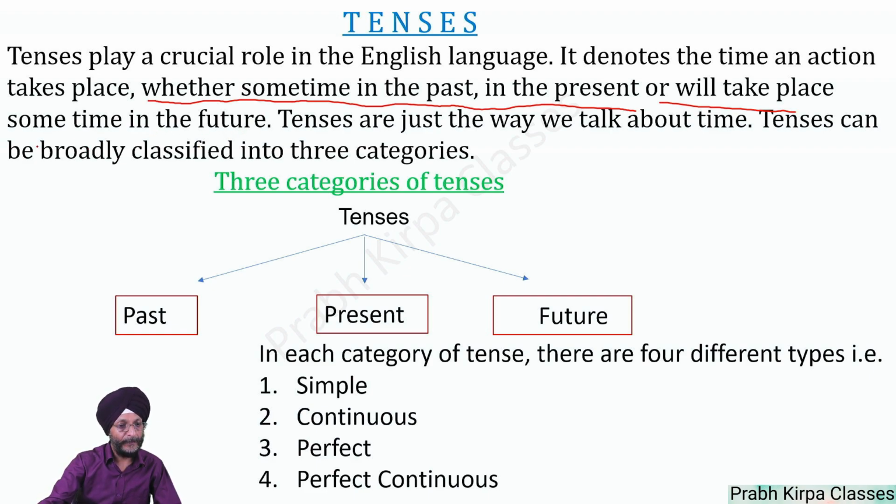Tenses can be broadly classified into three categories: past, present, and future. These three types of tenses can be subcategorized into simple, continuous, perfect, and perfect continuous.